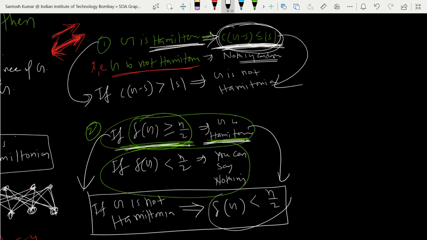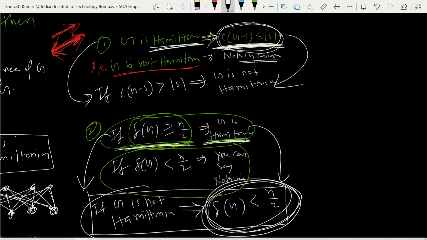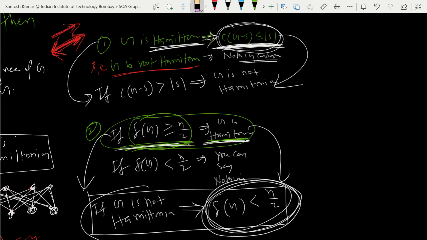So if this holds, then you cannot say the graph is not Hamiltonian. Try to understand. Left side implies right side; right side will not imply left side. Right side implies left side only if it is if and only if. Otherwise, you cannot say the right side will imply the left side. Okay, so now you try.